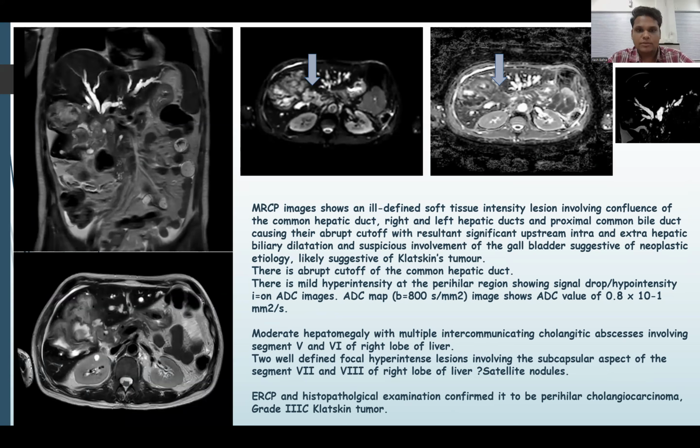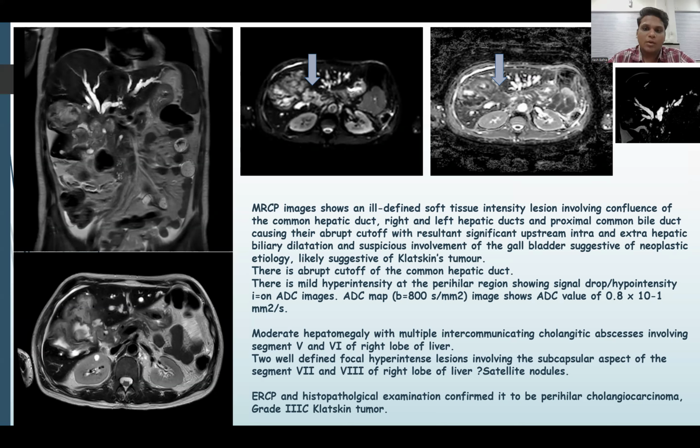MRCP image shows an ill-defined soft tissue intensity lesion involving the confluence of the common hepatic duct, right and left hepatic duct, and proximal CBD, causing abrupt cutoff with resultant significant upstream intra and extrahepatic biliary radical dilatation and suspicion of involvement of the gallbladder, likely suggestive of a Klatskin tumor. There's abrupt cutoff of the common hepatic duct. There is mild hyperintensity at the perihilar region, which was showing a signal drop on the ADC images.